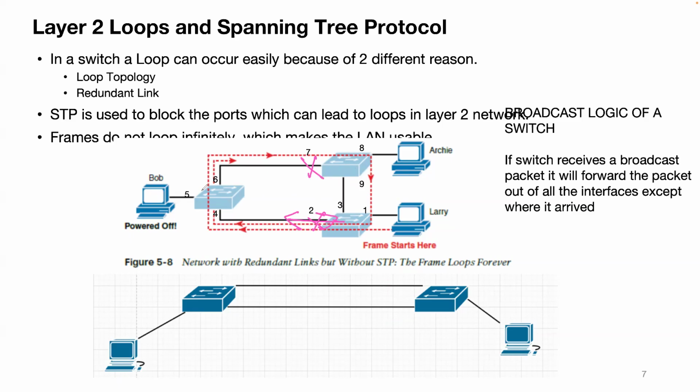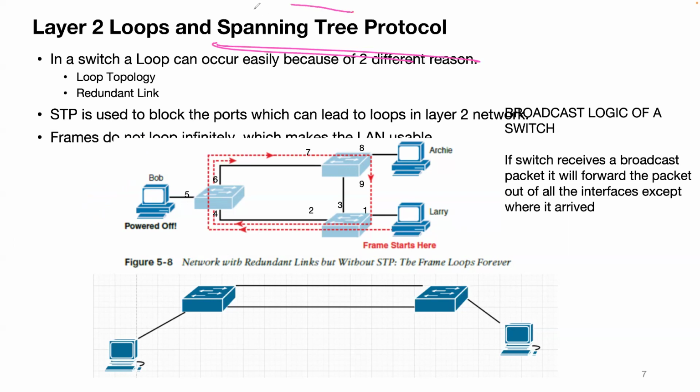Correct. So there is no possibility of redundancy if I do that. Redundancy means if one cable fails, automatically the other cable will take care of the traffic. So if you do this manually, it's quite hard for us to maintain the network. That is why we have something called spanning tree protocol.